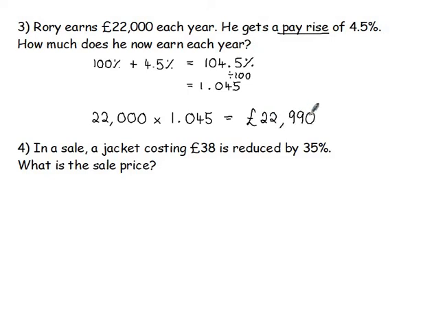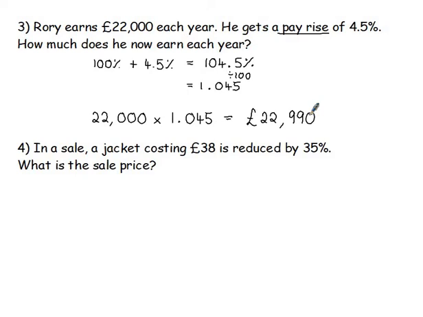Again, type the calculation into your calculator and you should get 22,990. Remember, you can always look to see if your answer looks sensible. So you can see the 22,000 has gone up by about £1,000, so it does look reasonably sensible. As long as you can see your answer's gone up a bit, then you know you're along the right lines. Number four, in a sale, a jacket costing £38 is reduced by 35%.